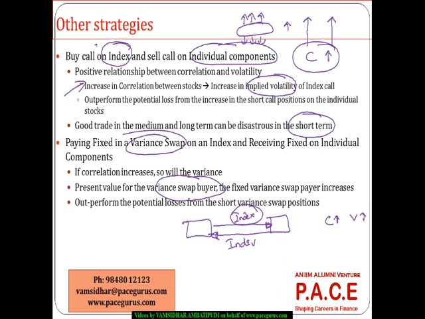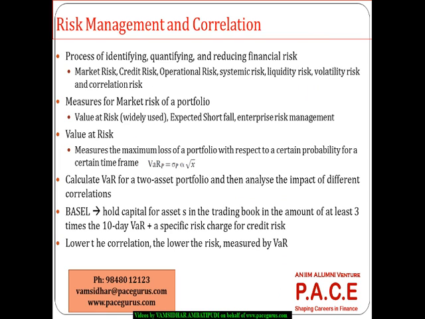Now, let's move on to trying to understand how correlation plays a role in risk management. Till now we have seen how correlation is helpful for investment, and how it is helpful for traders. Now we are seeing how correlation is helpful in risk management. We know the process of risk management is nothing but identifying, quantifying, and if possible reducing the financial risk. And we know there are so many kinds of risks: market risk, credit risk, and today correlation risk is also one of the major risks which requires to be handled heavily.